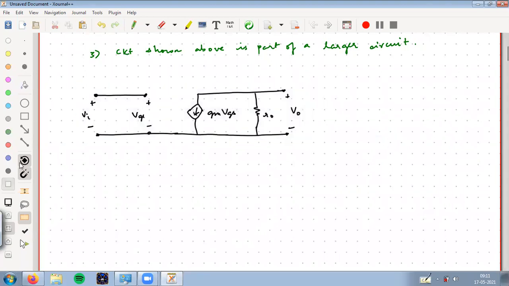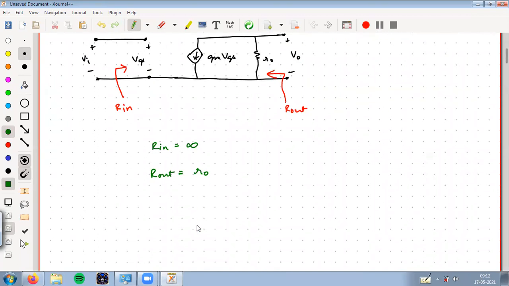All right. So from this, if you look in this direction, you will find R in. And if you look in this direction, you will find R out. Then R in is obviously infinite. You can't see any resistance. It is open circuit. R out is R naught.